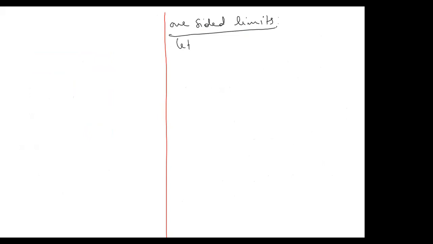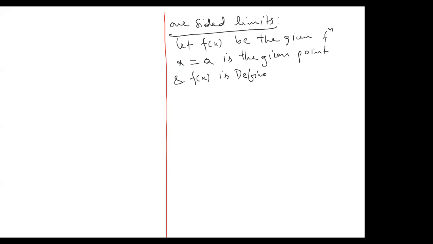So now, one-sided limits. Let f(x) be the given function, x equal to A is a given point, and f(x) is defined in A minus delta to A. I'm just revising the basics, as KP sir said, and then we'll go for a higher level.